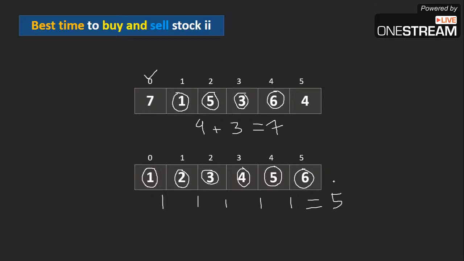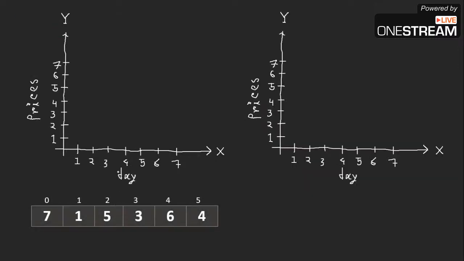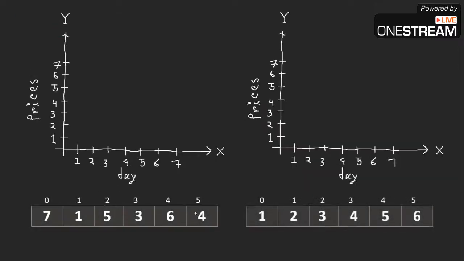This problem is actually pretty straightforward. To understand this problem, let's draw a graph. If we look at a graph, then this problem becomes so easy to understand. Now let's draw the graph. This is the graph for this array and this is the graph for this array.